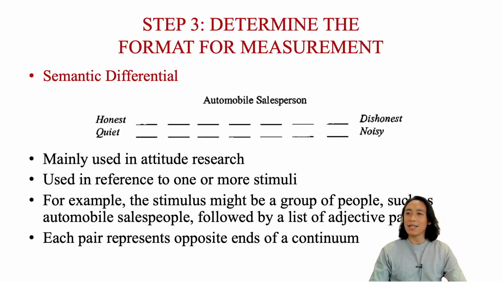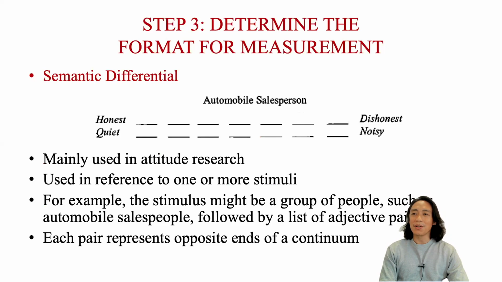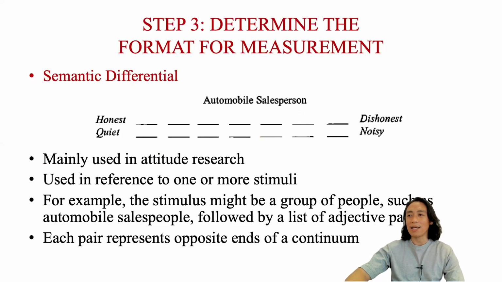So essentially in here, you're measuring your attitude towards a salesperson. Do you have a positive opinion or a negative opinion of an automobile salesperson? The semantic differential scale can be used in reference to one or more stimuli. So I can make use of the same set of options and polarities on another individual, for example, a teacher. Each pair represents the opposite ends of a continuum.